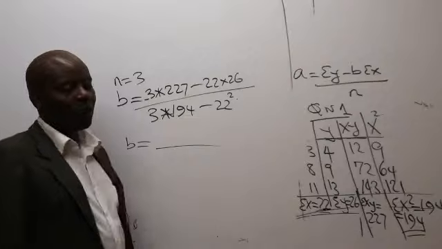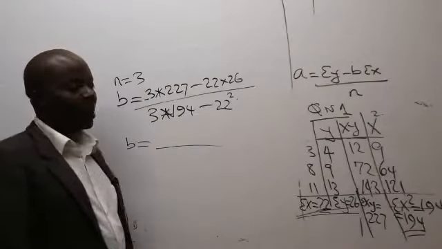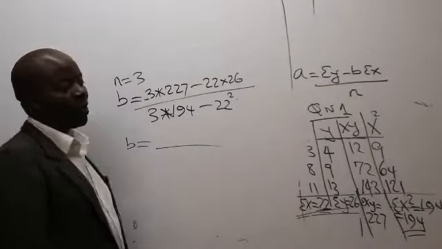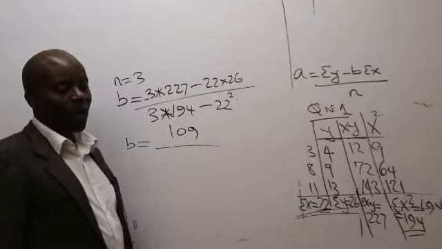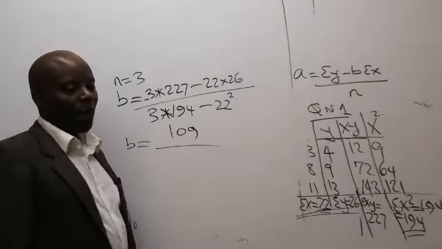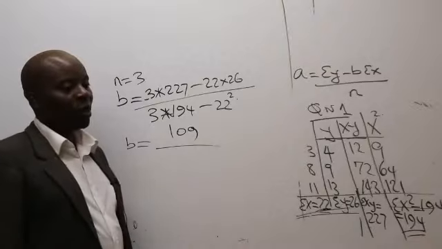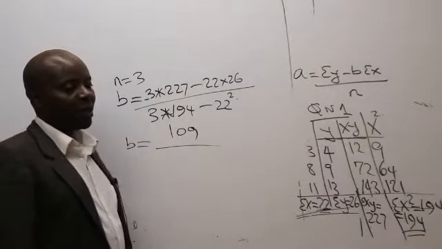B equals, so the numerator will be 3 times 227 minus 22 times 26, 109. Thank you very much. All over 3 times 194 minus 22 squared.